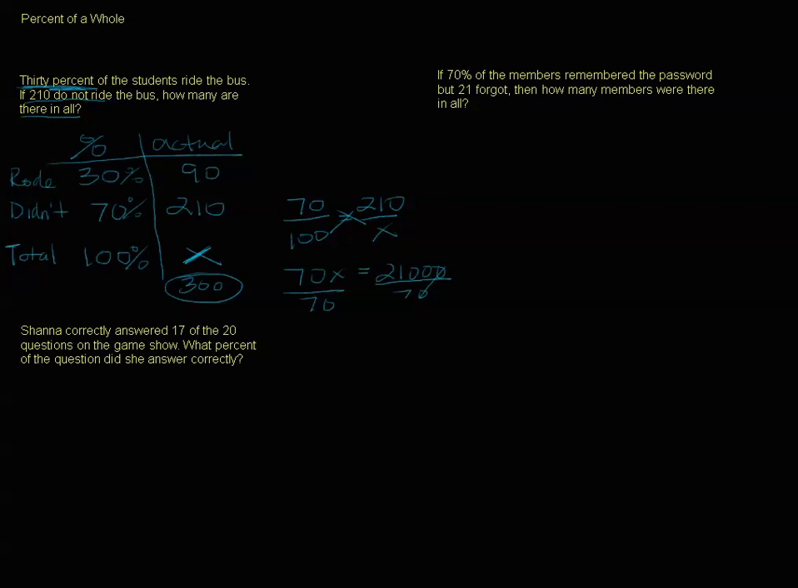Shanna correctly answered 17 of the 20 questions on the game show. What percent of the questions did she answer correctly? We're going to write C for correct, W for wrong, T for total. We're going to have percent, and we're going to have actual.